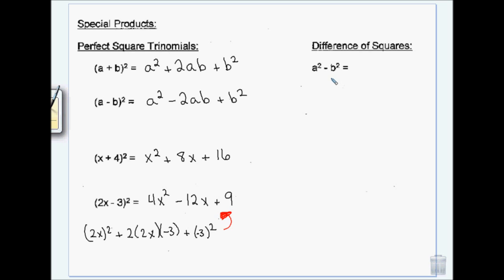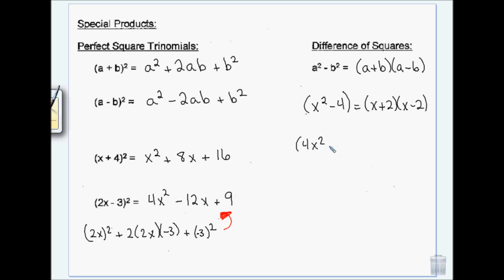Now, a difference of squares is factored. Whenever you factor a difference of squares, so if you have a perfect square minus a perfect square, it factors to the square root plus and the square root minus. So I take the square root of the first one and the square root of the second one, and I plus and minus them. For example, if I had x squared minus 4, a perfect square, that's x plus 2, x minus 2.